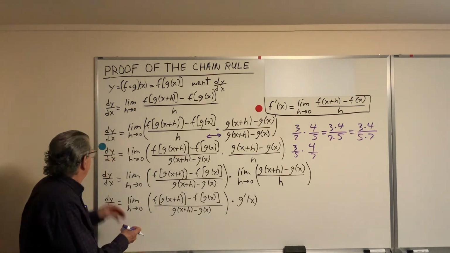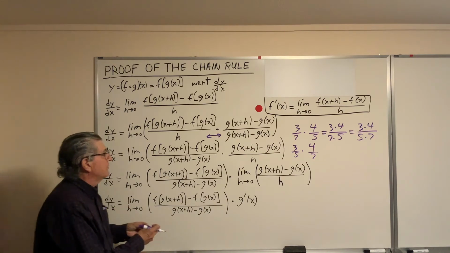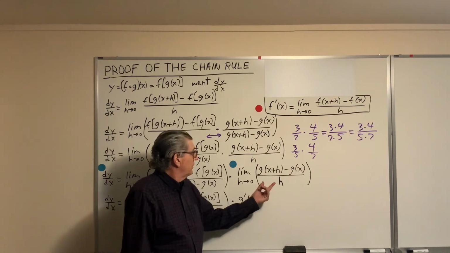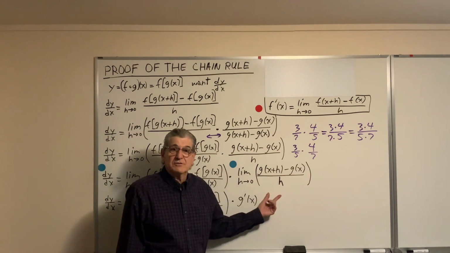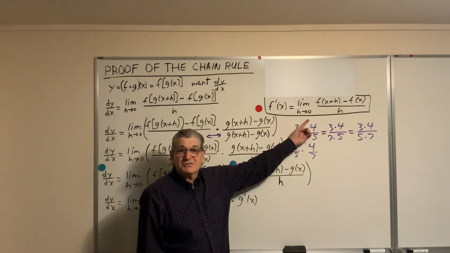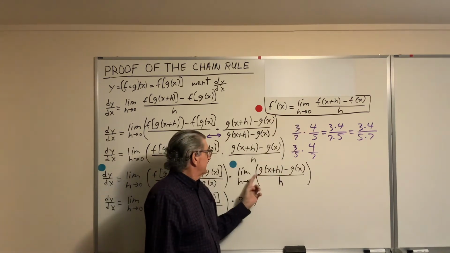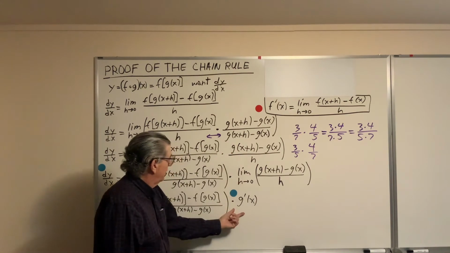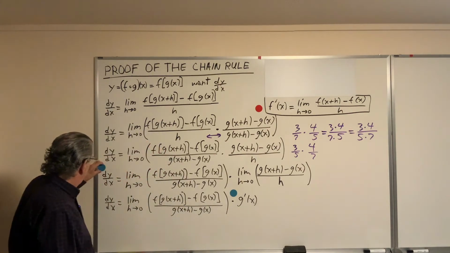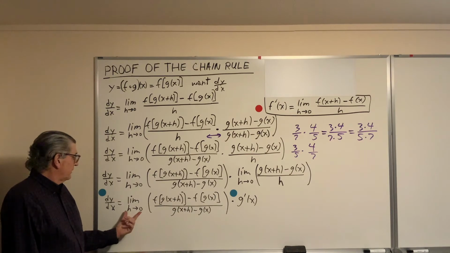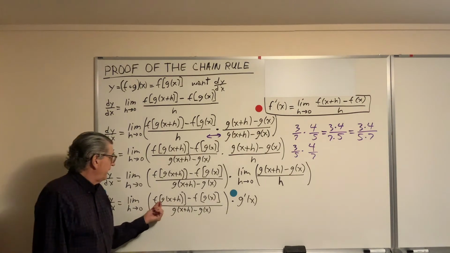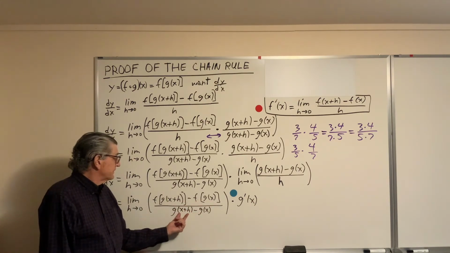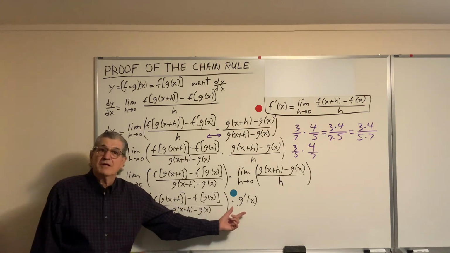All right, so now we're at this step here, and notice, the limit as h goes to 0 of g of x plus h minus g of x over h, that's just our derivative. This is just g prime of x. So now we finally got that this is equal to the limit as h goes to 0 of f of g of x plus h minus f of g of x all over g of x plus h minus g of x, times the derivative of g of x.